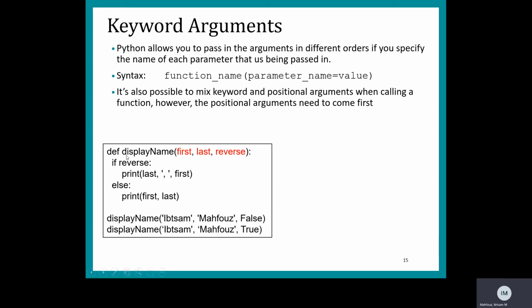Here, what I'm doing is I'm defining a function called display name, and I'm saying I expect that you give me the first name first, and then the last name, and then here, this is a flag, a Boolean flag, that tells me whether you want me to reverse them or not. So if you want me to reverse them, I'm going to print the last name, comma, and then the first name. But if you don't want me to reverse them, if reverse is false, I'm just going to print first space last. So this is what the display name does. You give it the first and last name and a Boolean reverse, and it determines how to print them, either the last name first or the first name first.